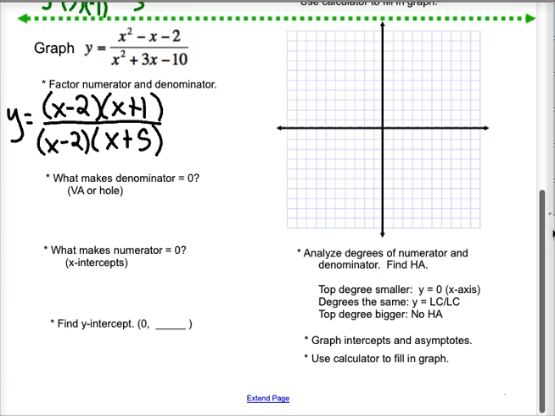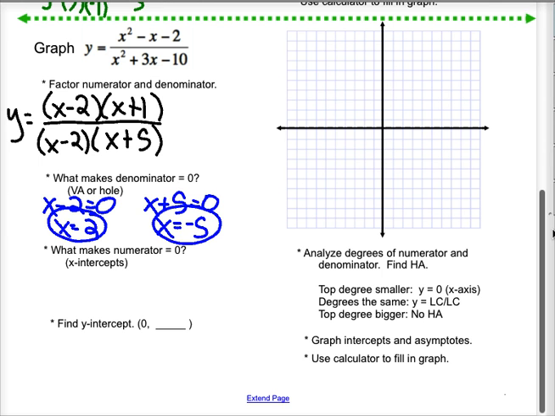All right, so what makes the denominator equal to 0? So x equals 2, we're getting a point of discontinuity. And at x equals -5, we're getting a point of discontinuity. Now, what I want you to realize is look at that, x minus 2 cancels. So here, we are getting a hole, and here we're getting a vertical asymptote.